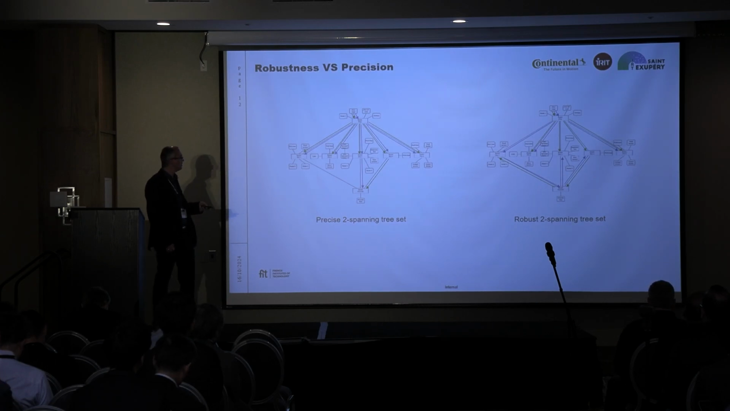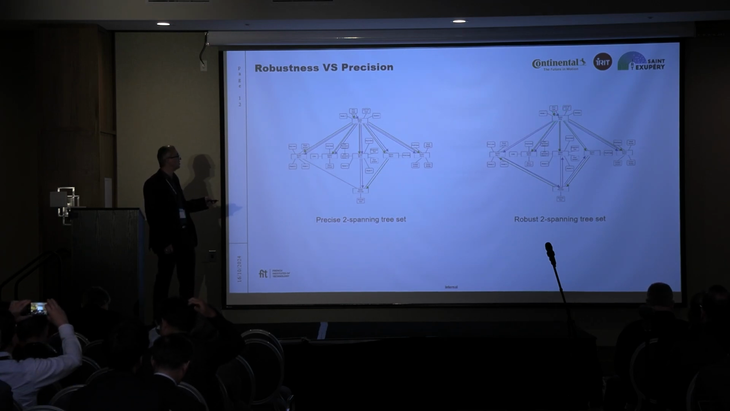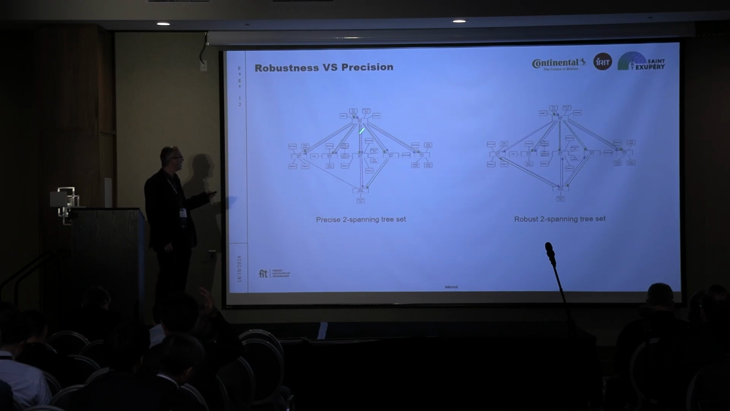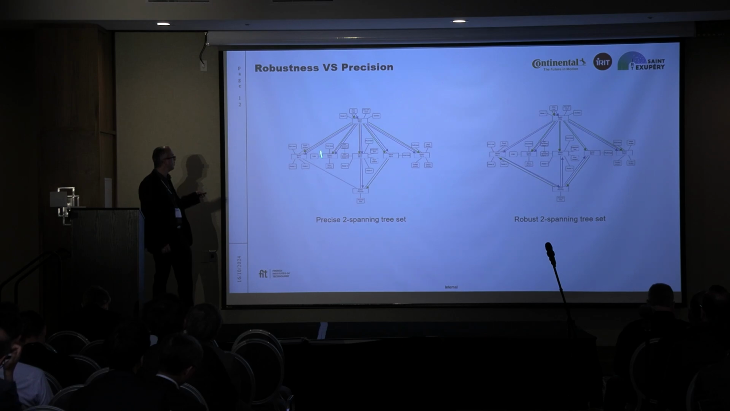So what you can see now here is we showed, for example, trees in a way that on the left-hand side, this is a precise tree set of two spanning trees for that GM, and on the right-hand side that's a robust spanning tree set for that GM. Meaning, on the left-hand side you potentially have fewer hops or fewer jumps in your overall spanning tree. On the right-hand side, you are less prone to the impact of a wind failure.